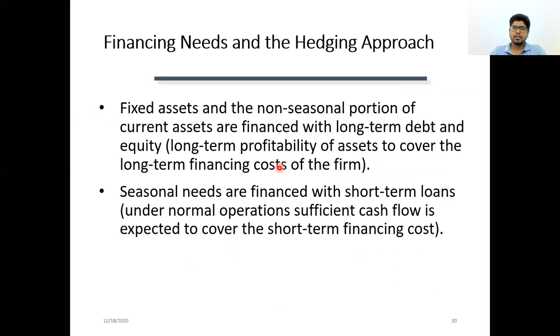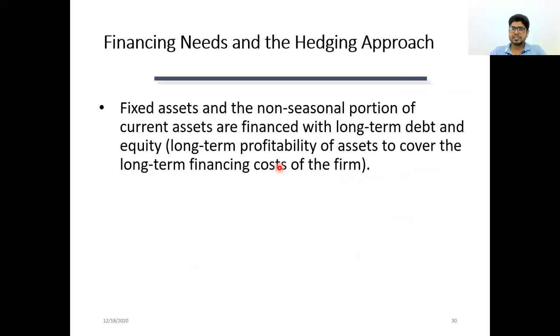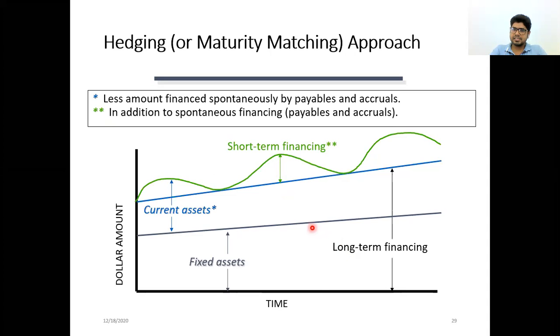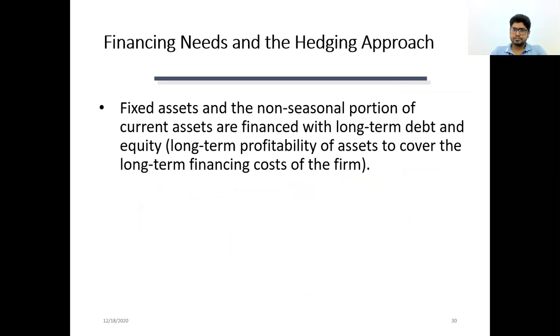Here, fixed assets and non-seasonal portion of current assets are explained very clearly. Fixed assets and the non-seasonal portion of current assets, the permanent current assets, are financed with long-term debt and equity. It may be a long-term loan, long-term debt, a 5 year or 10 year loan, or equity. So the long-term profitability of the asset covers the long-term financing cost of the firm.